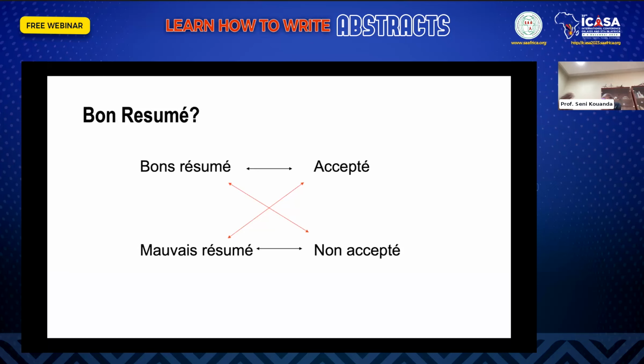Il peut arriver que, malheureusement, un bon résumé ne soit pas accepté, parce que vous n'avez pas pu présenter la qualité et l'originalité de votre travail. Vous avez mal écrit votre résumé, donc il n'est pas accepté. À l'inverse, vous pouvez avoir un résumé moyen qui est accepté parce que les gens ont su écrire, ils ont su rédiger.